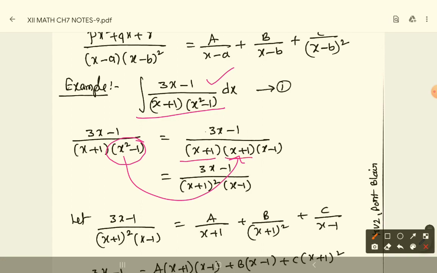So there will be (x plus 1) whole square into (x minus 1). That means it is of type 2. It is of type 2.